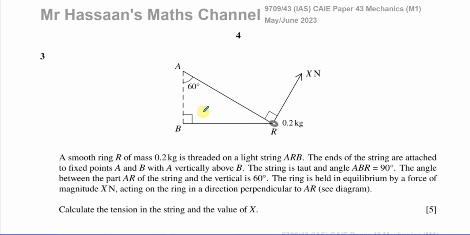The other important point is that the tension on either side of the ring is the same. The tension in the string is the same all the way through it. It's not like when a particle is attached to two different strings. It's the same string. It's a smooth ring. So therefore, the tension will be the same on either side. That's the important point here. So I hope that was clear.